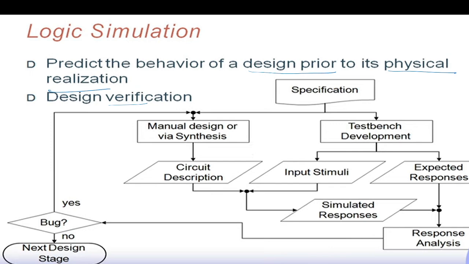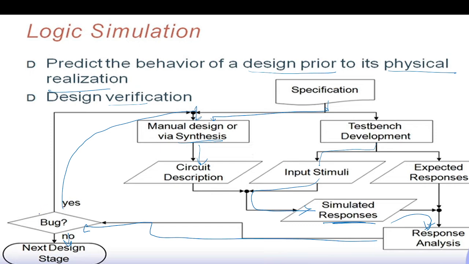So this is the flow chart where, once we have a specification, we write the design and then we can perform synthesis. We get the circuit. We can have a test bench which we can apply to this. We will have a simulated response which we can compare with the golden response and perform the analysis. If we have any bug, we can go back to the design and synthesis. Otherwise, we can go to the next stage.